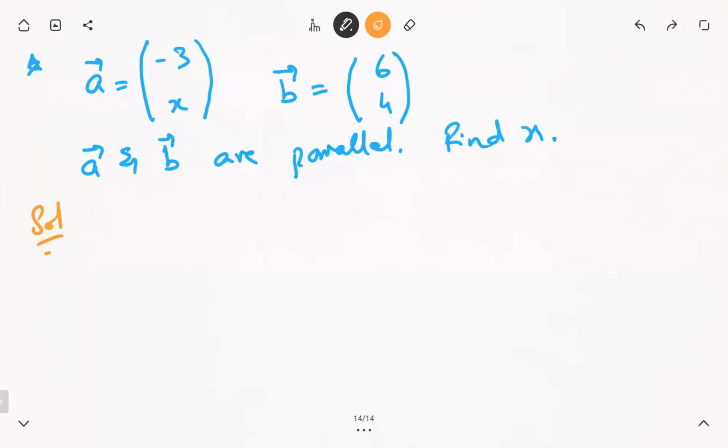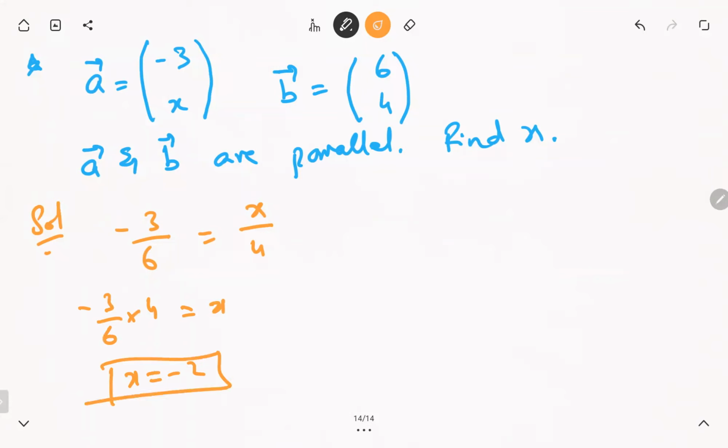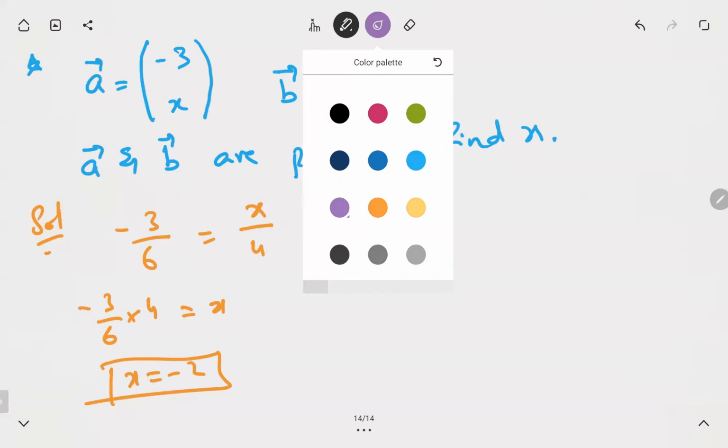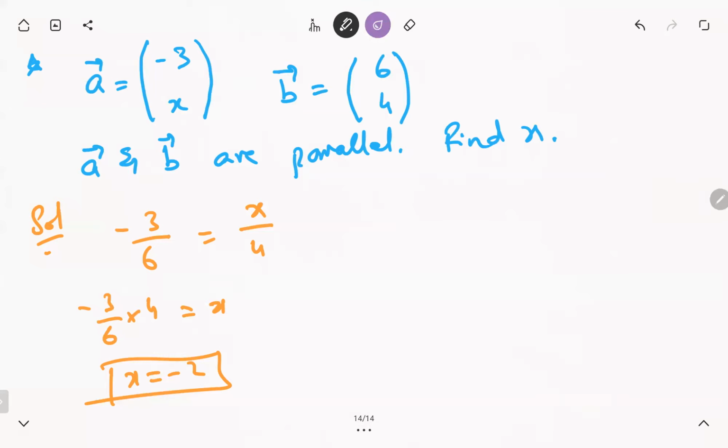सो इसका एक मेथड ये है कि आप सिंपली लिखें -3/6 is equal to x/4, because we know the ratios are equal. So -3/6 is equal to x/4. So यहां से आप x फाइंड कर लेंगे, -3/6 into 4, x is -2. तो बहुत इजी है, लेकिन मैं इसका एक और मेथड भी आपको बताना चाहता हूँ कि कुछ क्वेश्चन पे वो एप्लीकेबल होगा. आगे क्वेश्चन जब आएंगे तो उस वक्त बात करूंगा उसकी.